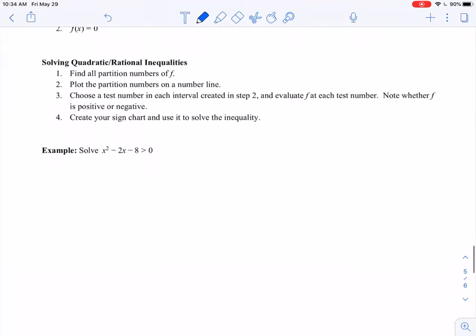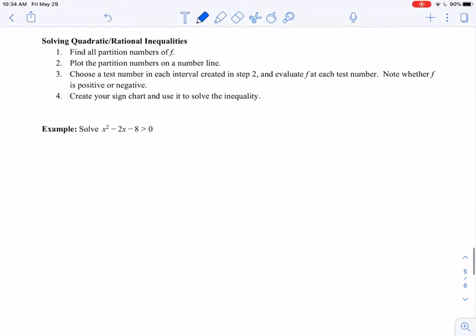So I'm going to try and walk through this process here. I'm going to handle these steps as I go, because right now a lot of this won't really mean anything. So we're just going to jump right into an example. We want to solve x squared minus 2x minus 8, and for the purposes of this problem, I'm going to call that my function f of x here.